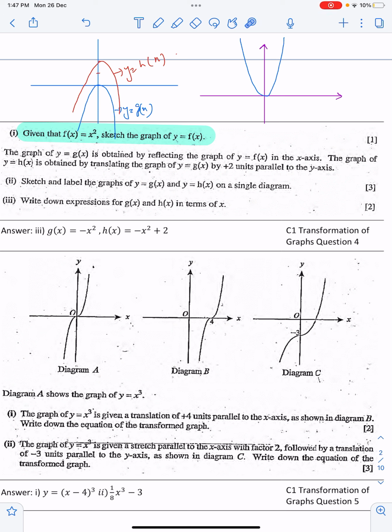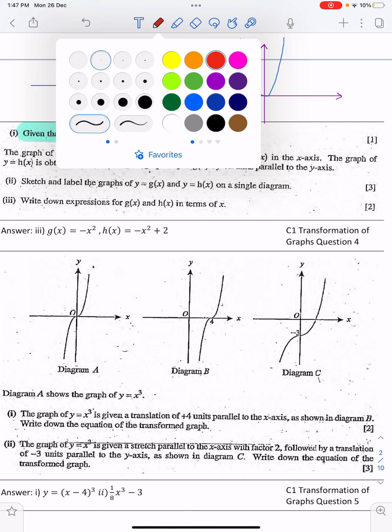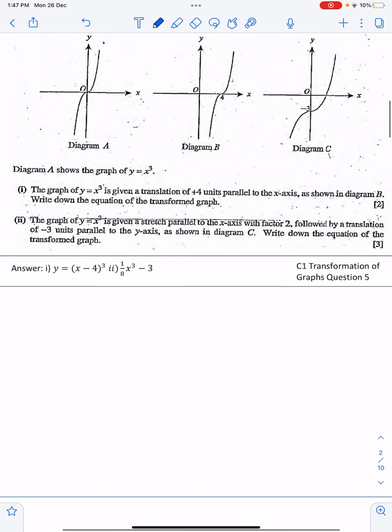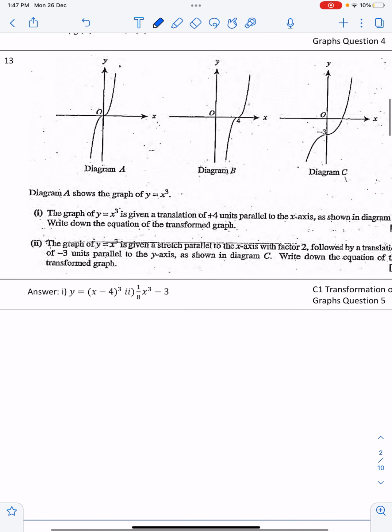Write down an expression for y equals g of x and h of x in terms of x. This is going to be, g of x is going to be negative x square, and h of x is going to be negative x square plus 2. Okay. Then we are doing question number 13.